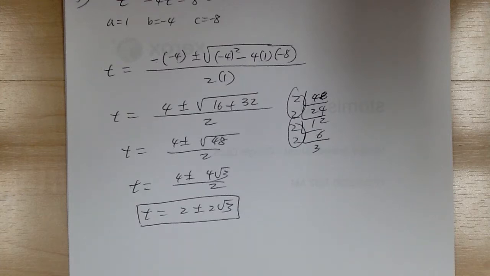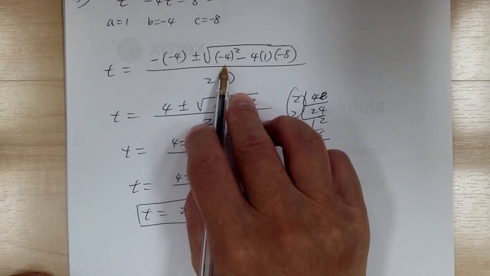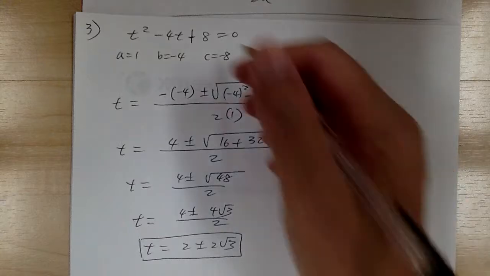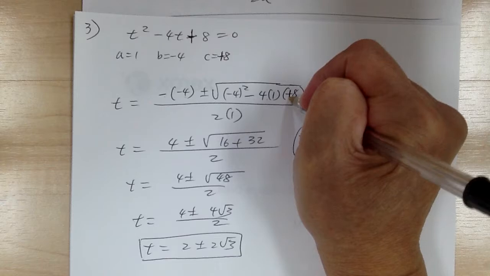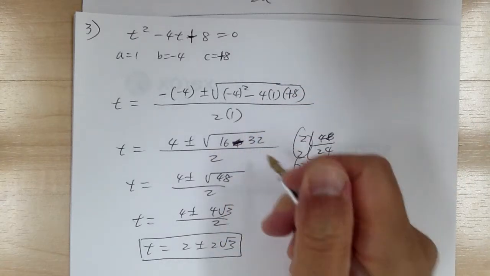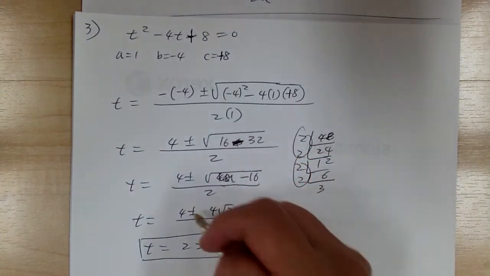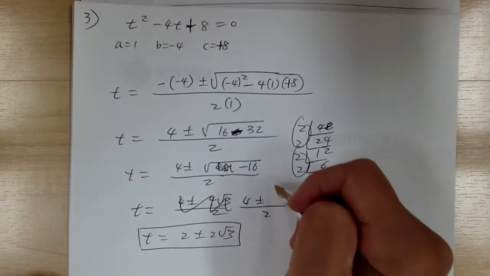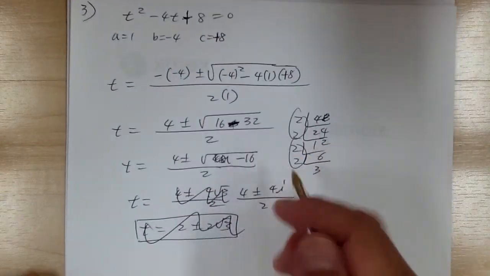Just double checking. Okay, negative b plus or minus b squared. Oh, this is a plus. So this is a plus, so be careful copying the problem wrong. So this would be a minus. Okay, so this would be negative 16. So it would be 4 plus or minus 4i. Yeah, so you have to be careful when you copy the problem.